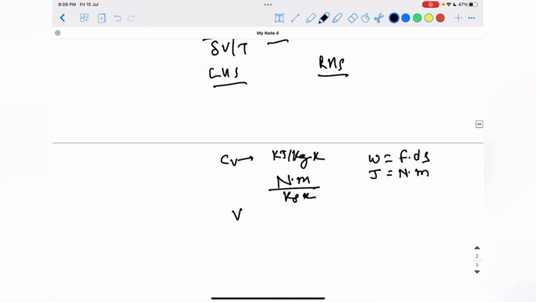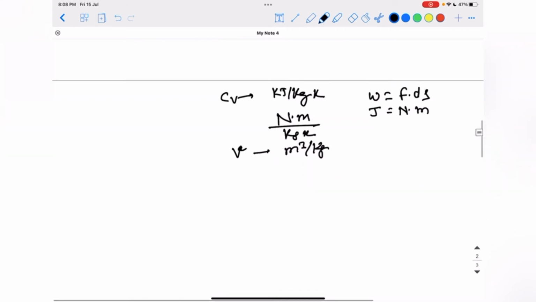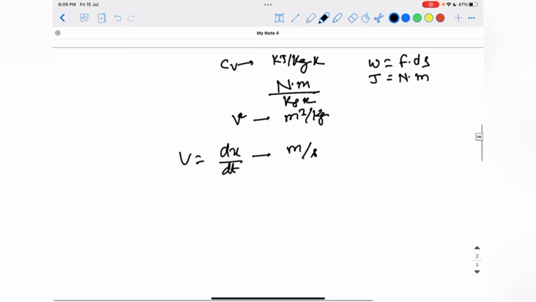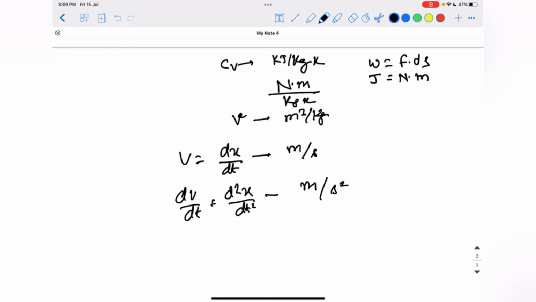Similarly, in the denominator you have specific volume, which is given by meter cube per kg. See, for any expression, for example dx by dt, it is velocity, so I have to write meter per second. Now, if I differentiate it again, that is dv by dt, or it can be written as d2x by dt2, the unit is meter per second square. It means if you differentiate again, the numerator has nothing to do with the unit, but there is a change in the denominator. So we will follow this rule now.